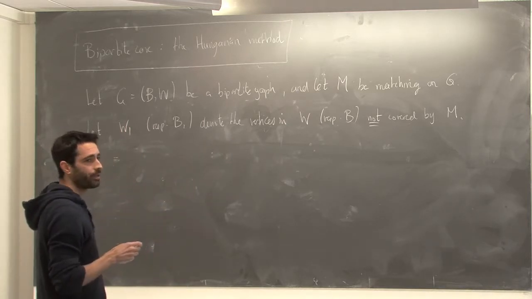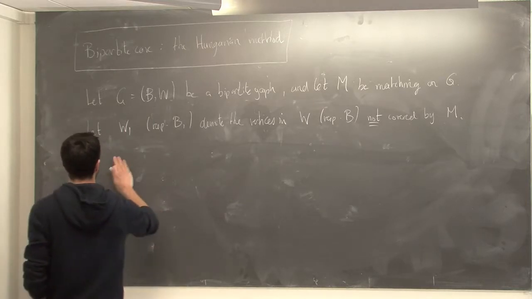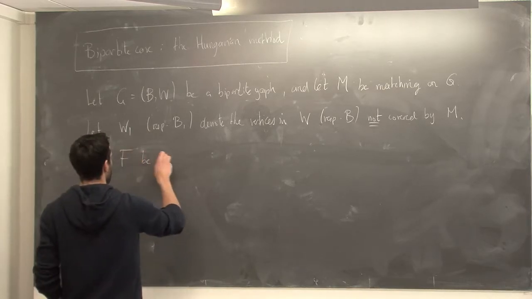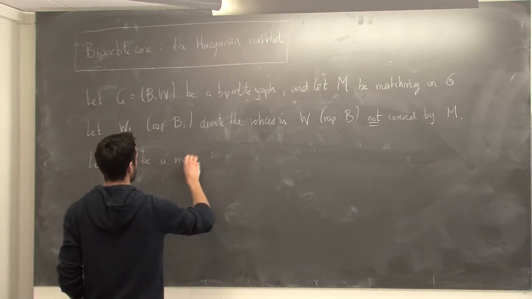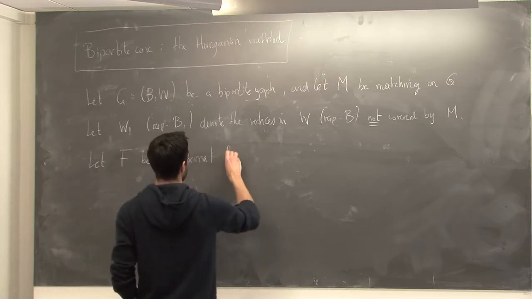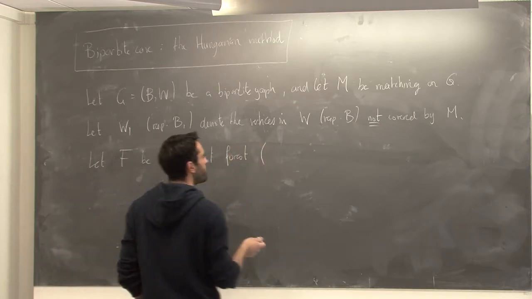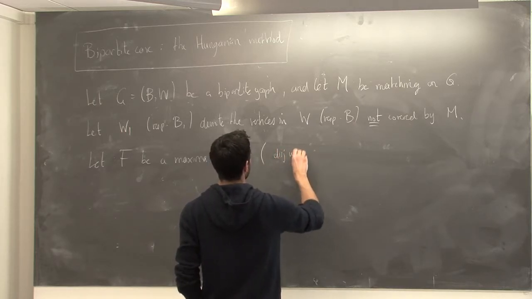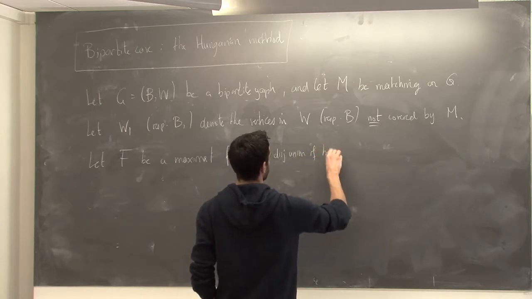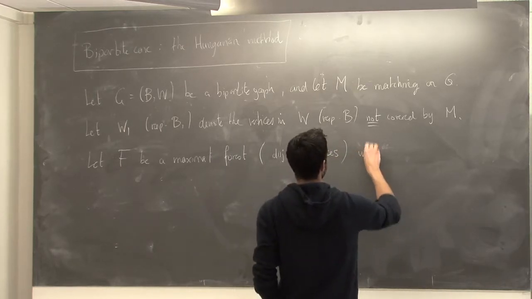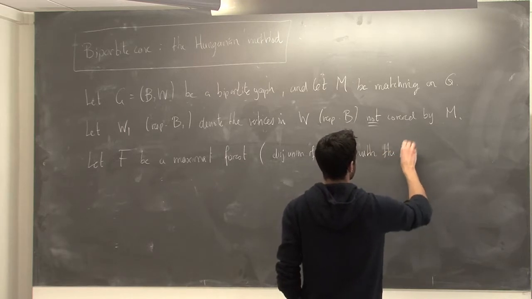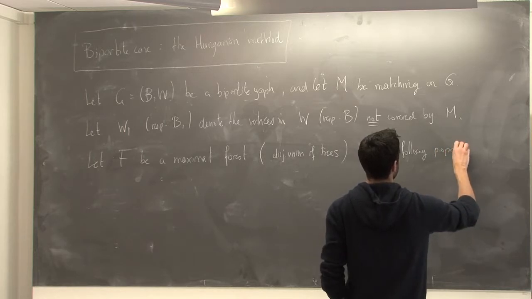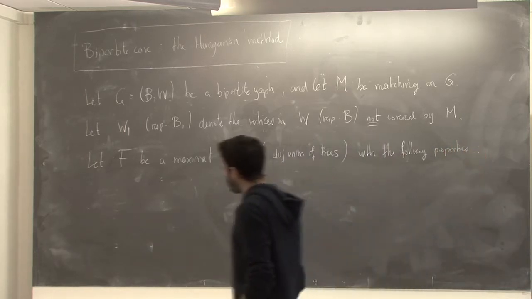And now we want to consider some forest. So let F be a maximal forest. A forest is a disjoint union of trees. So a disjoint union of trees with the following properties. So I have two properties.